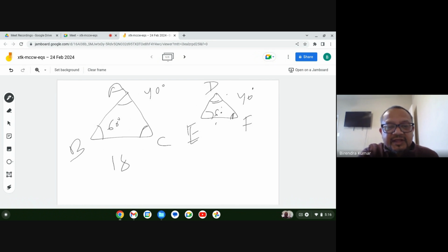Because the sum of all the angles in a triangle has to be 180°. No matter whether the triangle is small, big, isosceles, equilateral, obtuse, acute, whatever it is, the sum of all the angles will be 180° for a triangle. So if two angles are matching between two triangles, the third angle will match, right?